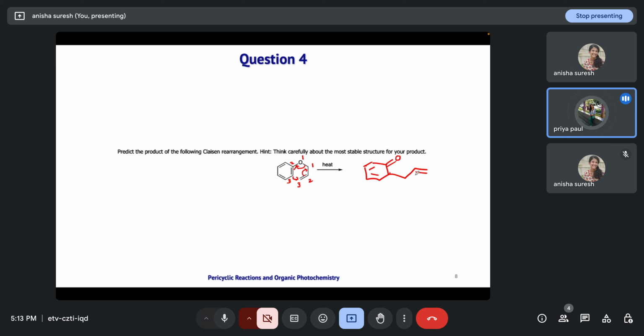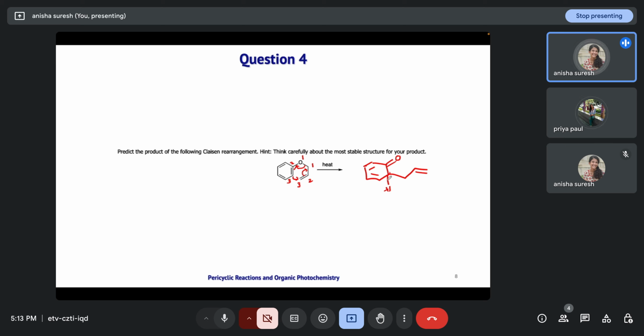But this is not a stable one. Here, the aromaticity is lost. This product is going to gain aromaticity again, and if aromaticity is gained, it will be giving a more stable product.